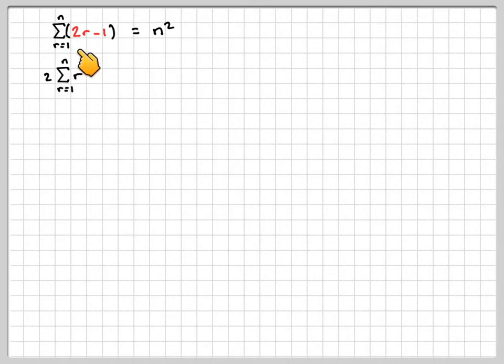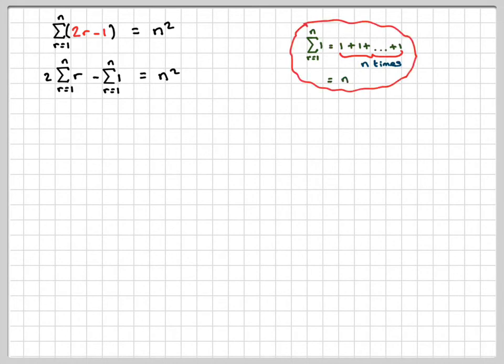So if we take out a 2 and then split the difference up, we make this a different sum. We just need to find an expression for this as well. So it's going to be equal to n squared, but the sum of 1 from 1 to n is going to be just 1 plus 1 plus up until plus 1. And that will just be n times, so therefore the sum of that will just be n. So this becomes 2 times the sum from 1 to n of r, minus n, because that is equal to n squared.